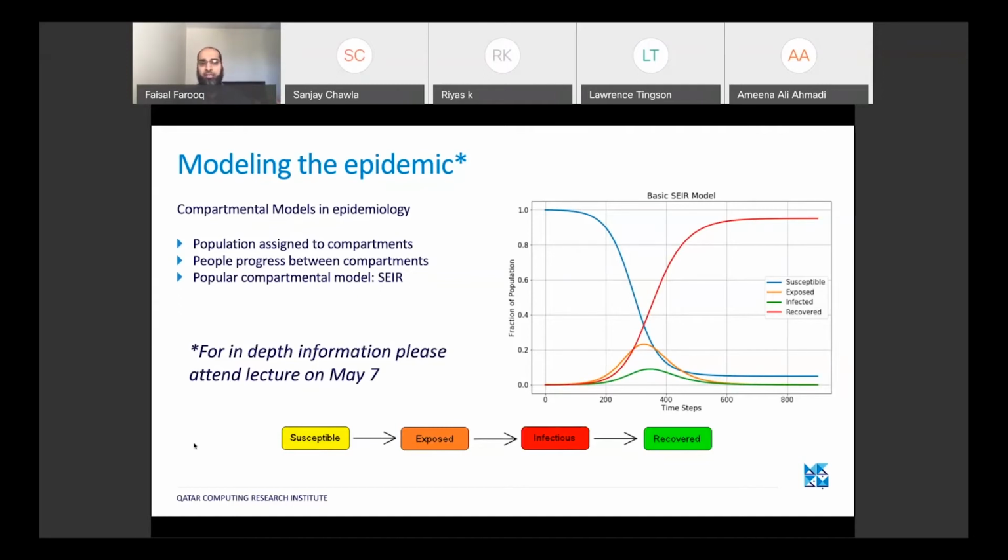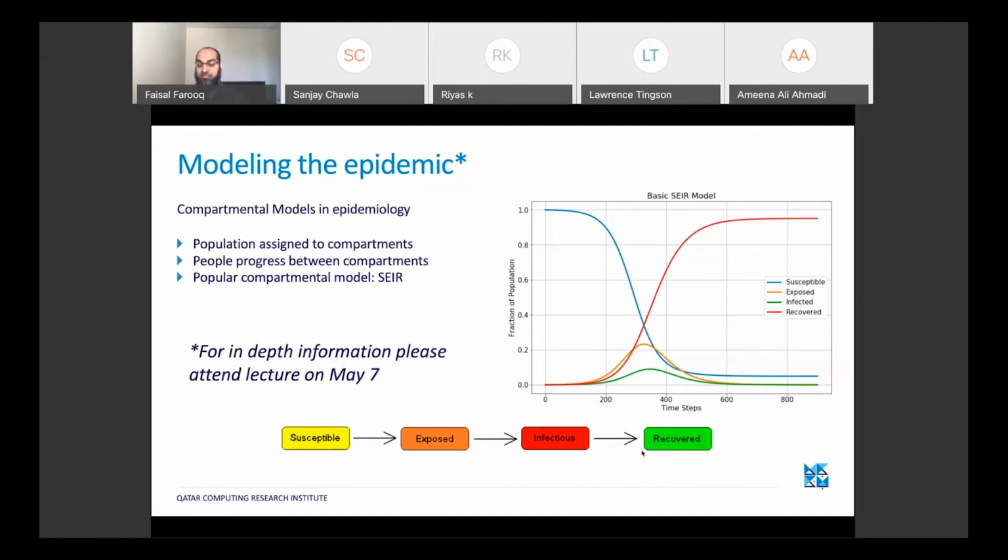So, in epidemiology, people use these compartmental models where people are assigned to compartments and they can move between compartments. A popular model is called the SEIR model, where people are susceptible. Think of this, a fraction of population, which is 100% of the population, is susceptible. That's the blue curve. And slowly people start getting exposed and infected and either recover or die. So this is the susceptible compartment, the exposed compartment, the infection compartment, and the recovered compartment, or people that are removed from the system because they die.